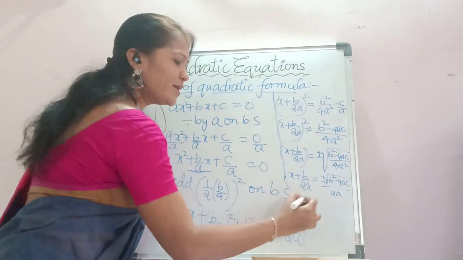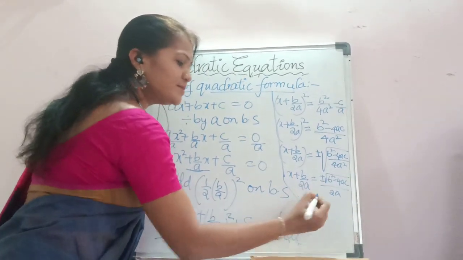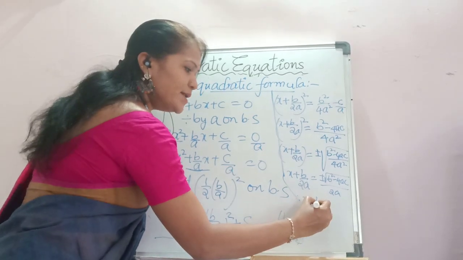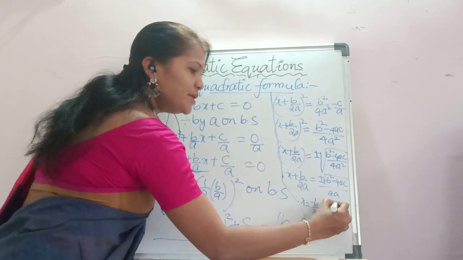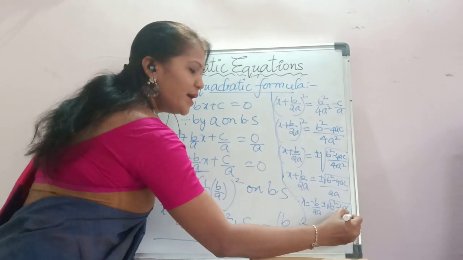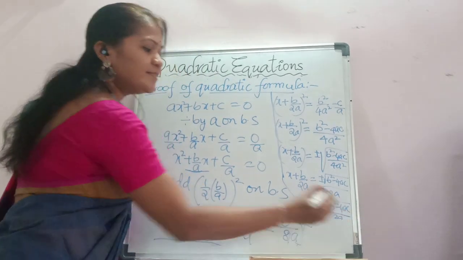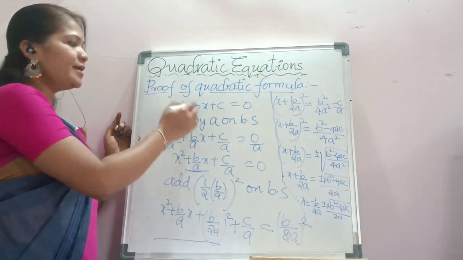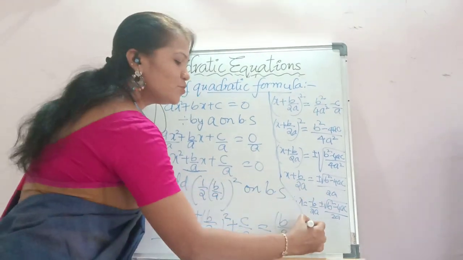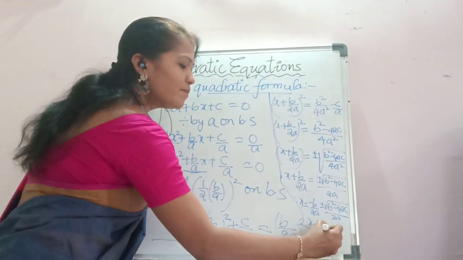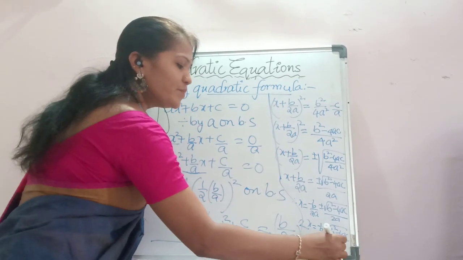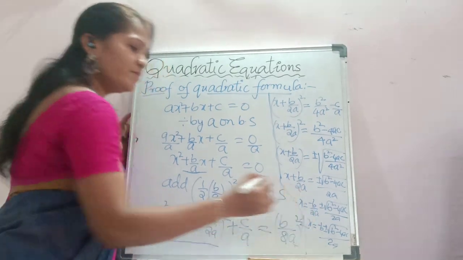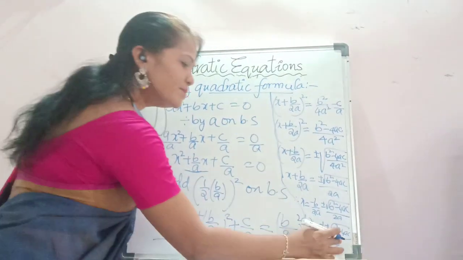Send this term to this side. Therefore, what will I be getting? x is equal to minus b by 2a plus or minus root of b square minus 4ac by 2a. Hence, if you take the LCM 2a, I will be getting minus b plus or minus root of b square minus 4ac by 2a. This is the quadratic formula. Is it clear?